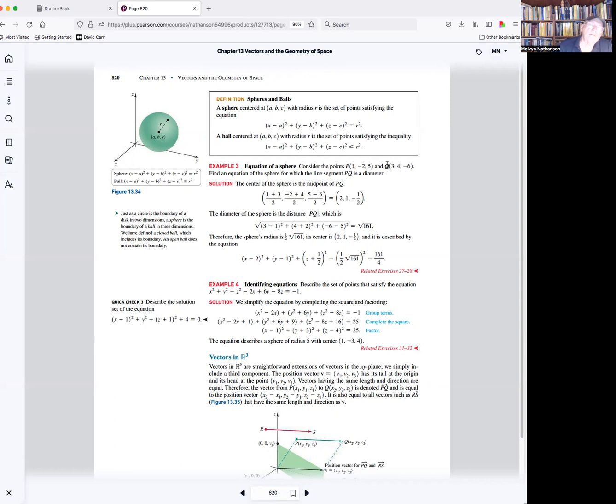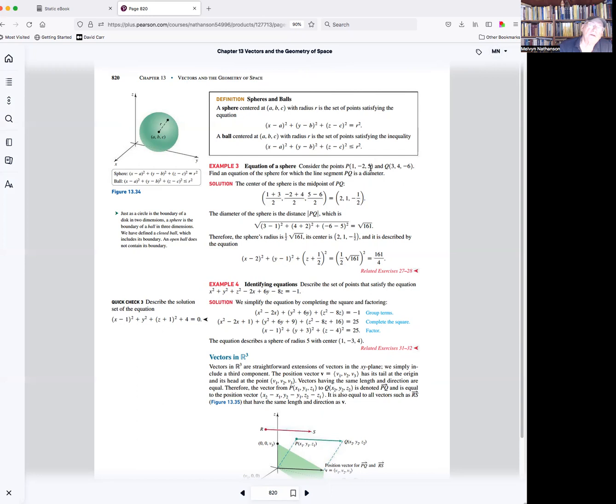So how do you find the midpoint between P and Q? Well, you take the average of the x, y, and z coordinates. So for P, the x coordinate is 1. For Q, the x coordinate is 3. The average of 1 and 3 is 1 plus 3 over 2, or 2. For the y coordinates, -2 and 4, the average is -2 plus 4 over 2, which is 1.